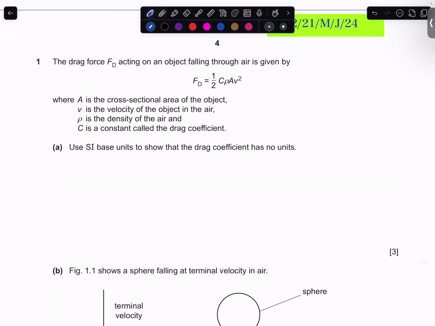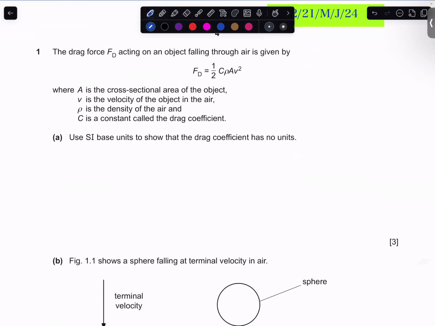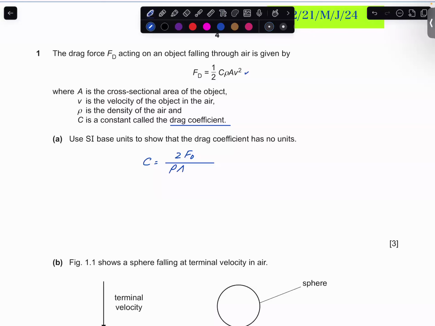Okay, so the drag coefficient has no unit. The drag coefficient is actually C. So let me rearrange this equation and make C the subject. So C will be equal to 2 times Fd divided by rho, area and V squared.